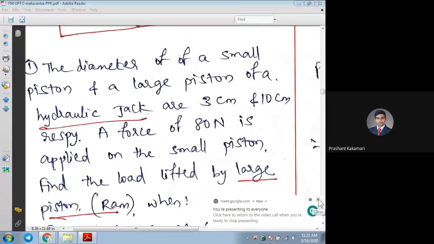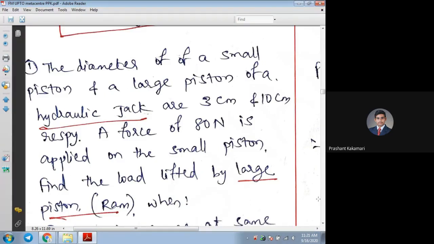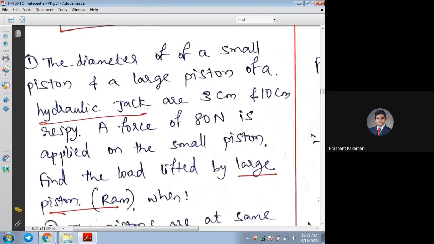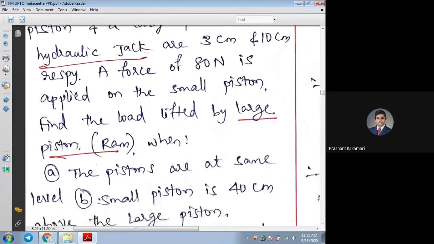Yes, coming back to the problem. There are two pistons connected to each other like limbs of a pipe, two pipes connected to each other like that. Here two pistons with two cylinders are connected to each other, working on Pascal's law like a hydraulic jack. Two pistons are given with 3 cm and 10 cm. The smallest piston is 3 cm. A force of 80 newton is applied on the smallest piston, 3 cm. Find the load lifted by the large piston ram when the pistons are at the same level.